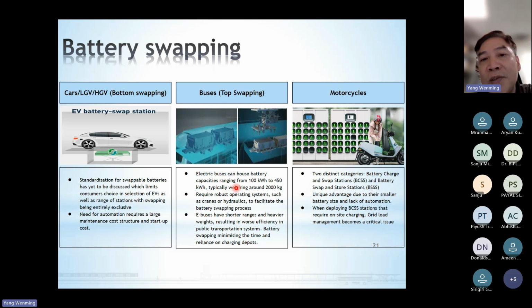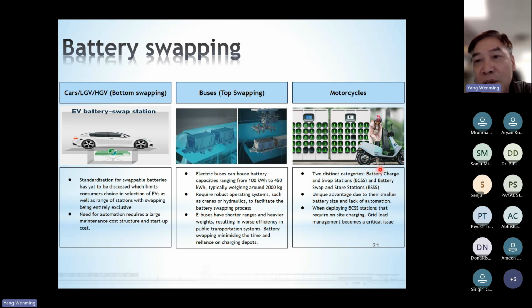For a bus, usually we use top swapping, which means the battery is installed on the top of the bus. As you can see, this battery system is about 2,000 kg, so it's much heavier than an AC engine. An AC engine to produce the same power is basically only a few hundred kg. So the battery system actually is very heavy, correct?